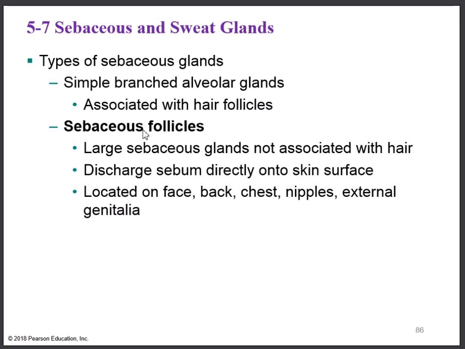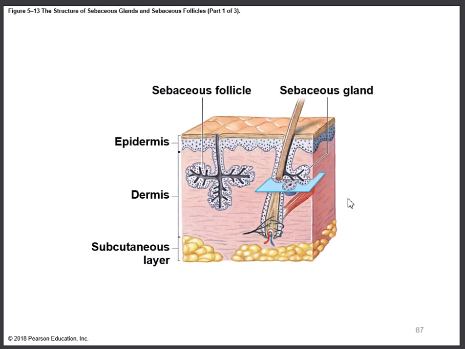But I do want you to know that we do have some sebaceous follicles. These are oil glands, sebaceous glands, that are not, right here, highlight that, not associated with a hair follicle. They actually have a little tube that puts the oil right out onto the surface of the skin. We tend to find these more in the face, on the back, the chest, around the nipples, and the external genitalia. So here's a picture.